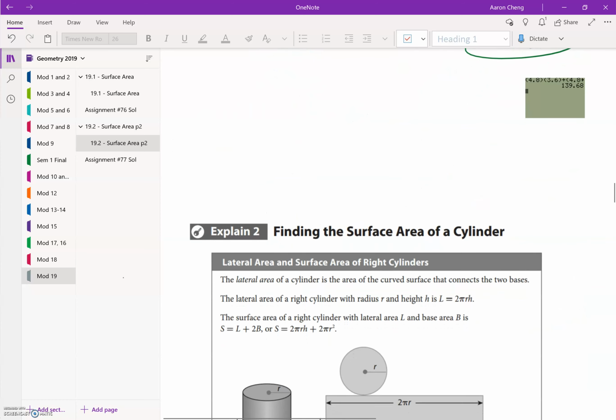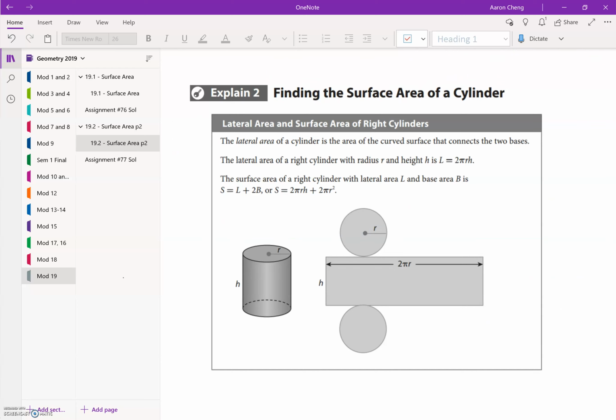Okay, the next section we're going to be talking about is the surface area of a cylinder. A cylinder is just like a rectangular prism, except the base is a circle. You can still unroll or unwrap the sides, and it still makes a rectangle, except that the length of the rectangle is just the circumference, because you go all the way around. If we were to cut this in half and unwrap it, the perimeter of the base is just the circumference of the circle.